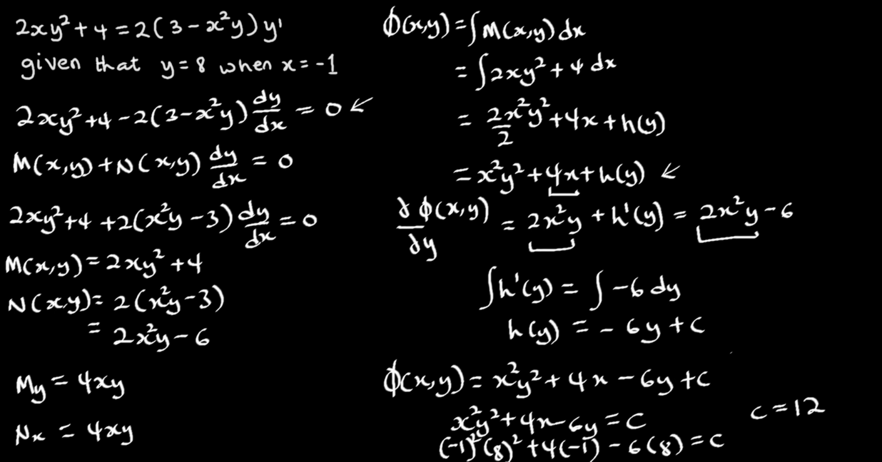So you can now bring it back to the phi of x,y. Instead of c here, I'll clean it and then bring the 4 there. So you're going to have x squared y squared plus 4x minus 6y plus 12. So this becomes our particular solution.